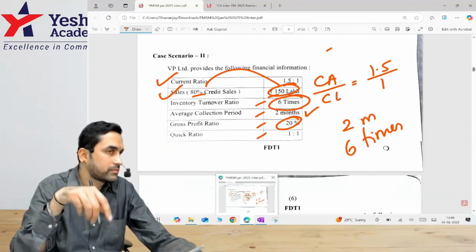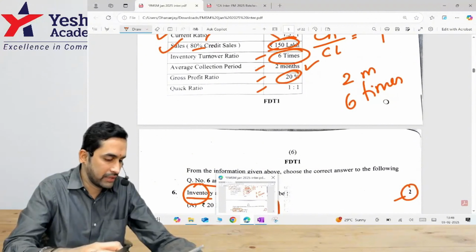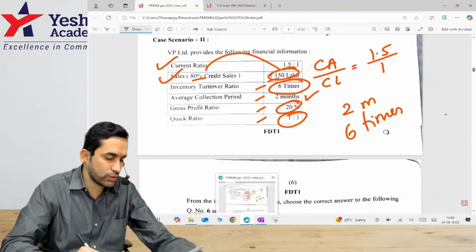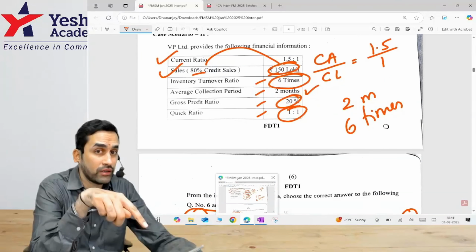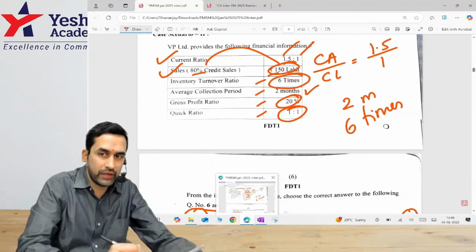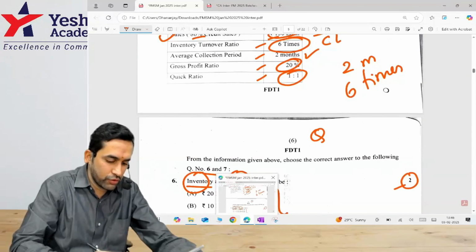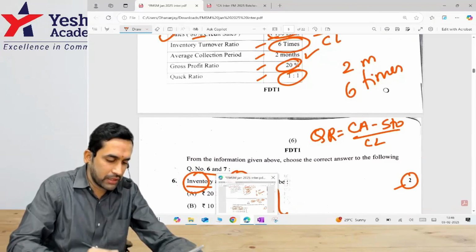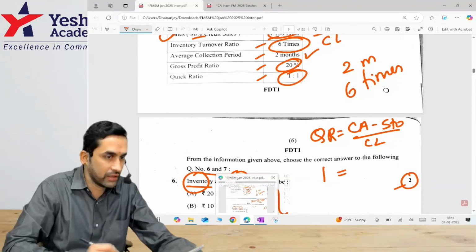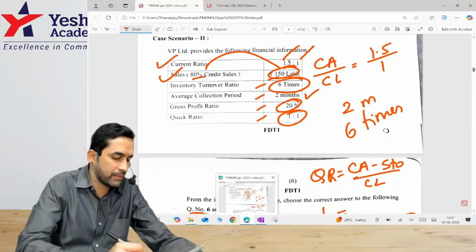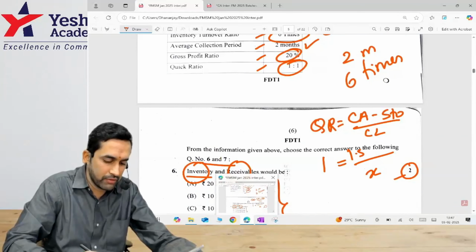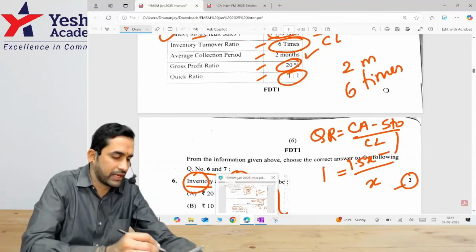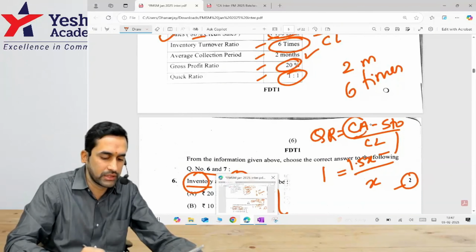Numerator is ready. Correct? And then you have quick ratio. Tell me how to use quick ratio. Current asset minus stock. Just now you calculated stock and you know current ratio 1.5 and 1. Now if I write quick ratio formula, current asset minus stock by current liability. They said quick ratio is 1:1. That means this is 1 is equal to, we don't know CA and CL number, but we know ratio is 1.5:1. That means if I keep this as X, this will be 1.5 minus stock that we calculated just now. With that, you will get to know how much is X value.